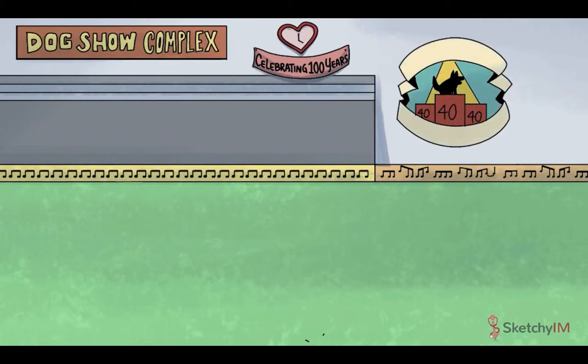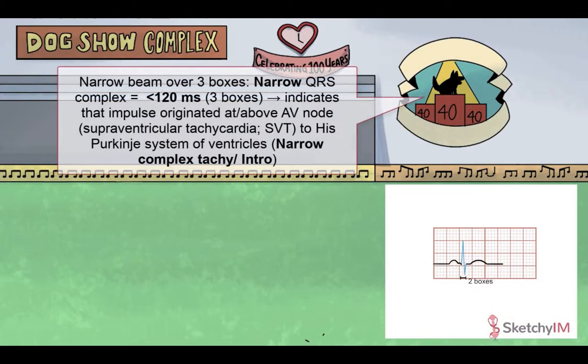Next, decide whether this tachycardia is narrow or wide complex. If the QRS complex is less than 120 milliseconds, in other words, less than three little boxes, each equal to 40 milliseconds, it's classified as narrow complex. Easy peasy. Well, not the P, but easy QRSy.